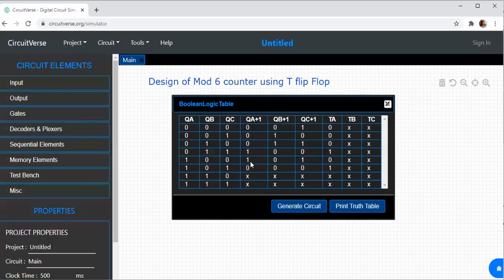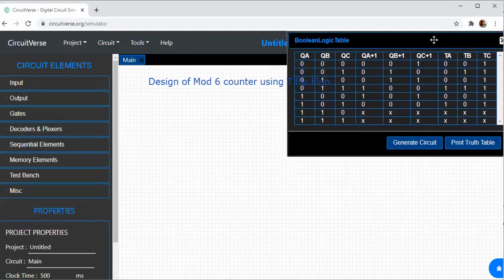So I have 1 and 1 over here. So this is 0, 1, and the other two will be X. Similarly, if I populate this, this will be 0, 1, 0, 1, 0, 0, and these two are X and X. This will be equal to 1, 1, 1. Everything is a 1. Now this is the excitation table we have for our mod 6 counter.